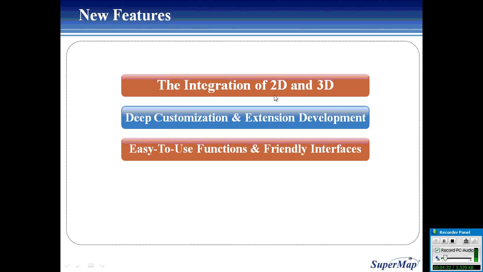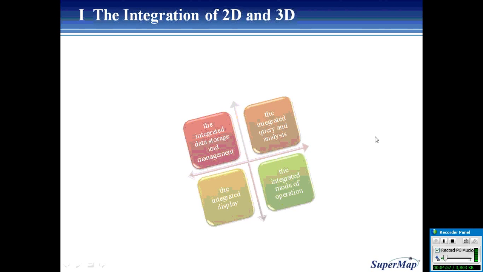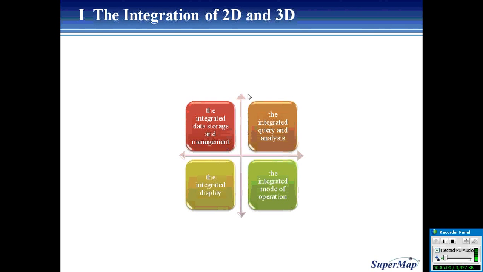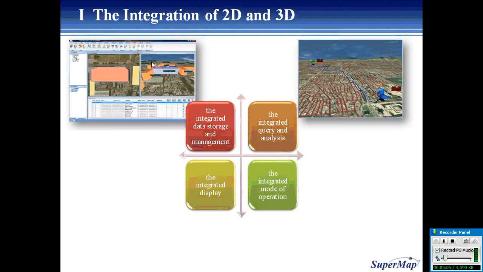And there are some new features in this product, such as the integration of 2D and 3D, deep customization and extension development, and easy-to-use functions and friendly interfaces. Let's take a look at the new features one by one. How to understand the integration of 2D and 3D. There are 4 kinds of integrations in this product.